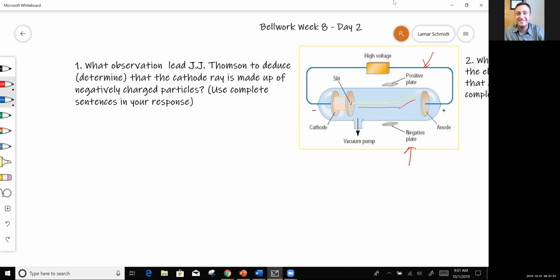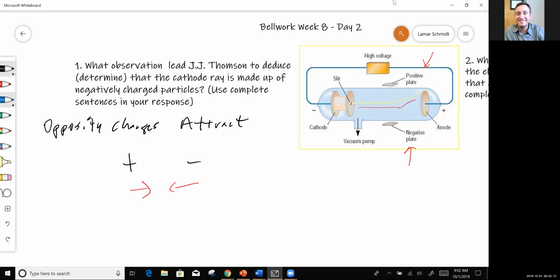So what do we know? We know that opposite charges attract, and that means if we have a plus charge and a minus charge, there is an attraction. They move towards one another. So that's what attract means.